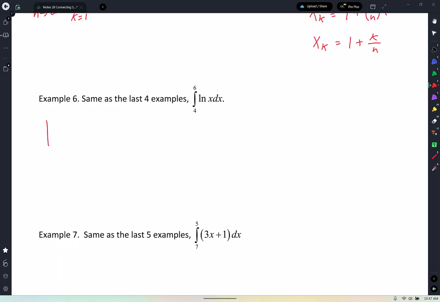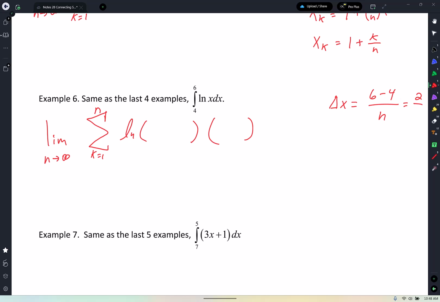So limit as n approaches infinity, sigma notation for k equals 1 all the way to n, ln, open parenthesis, close parenthesis, and then open, close. That's your delta x. I'm going to go to the side. I write delta x equals, what do I write? 6 minus 4 divided by n. What's 6 minus 4? So 2 over n is your delta x. So there it is. I'm going to put that in there.